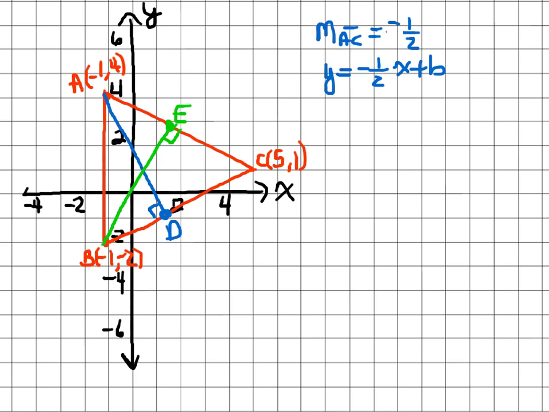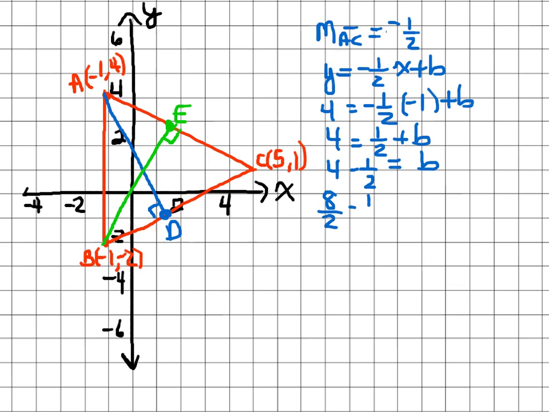I'll choose point A. So we have 4 equals -1/2 times -1 plus b. And I have 4 equals 1/2 plus b. I will subtract 1/2 from both sides. So I have 4 minus 1/2 equals b. I need common denominators, so 8/2 minus 1/2 equals b. And I have 7/2 is my y-intercept.